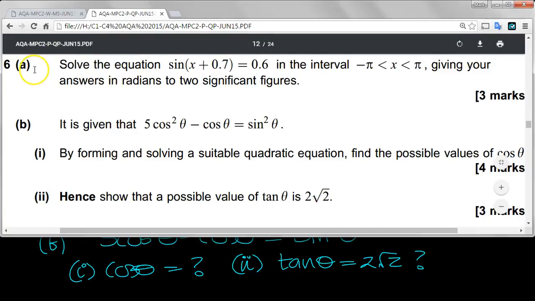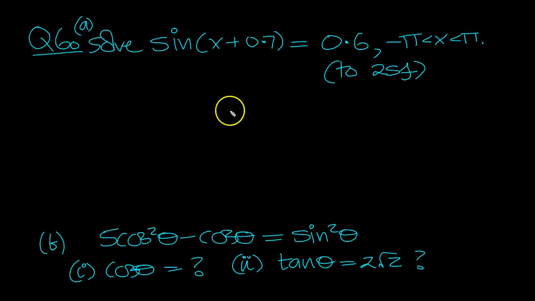Question 6. We're in radians mode. Okay, let's have a look at it here. So solve this equation to two significant figures from minus pi to pi.